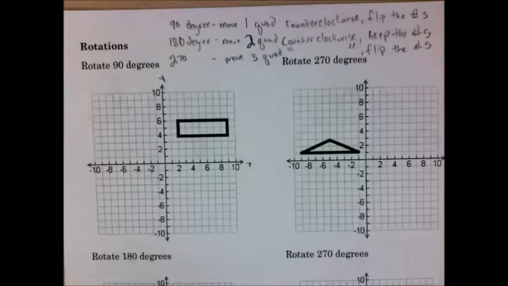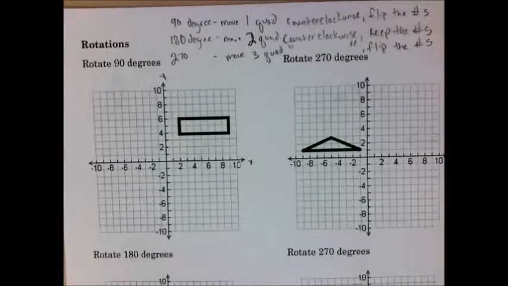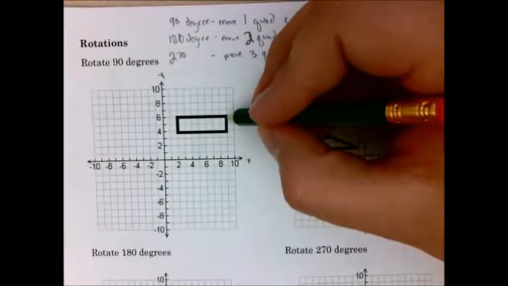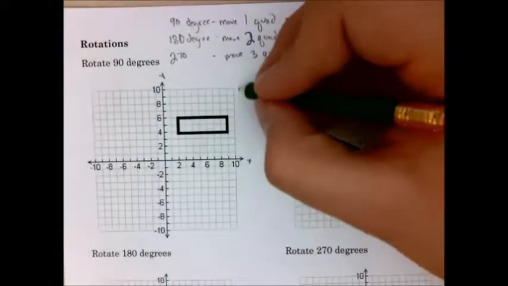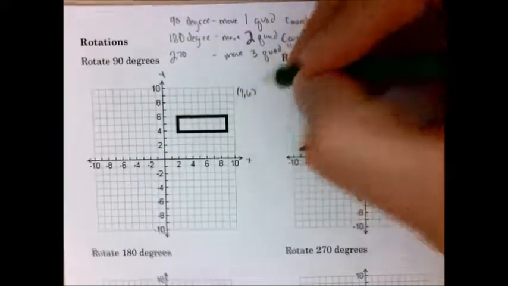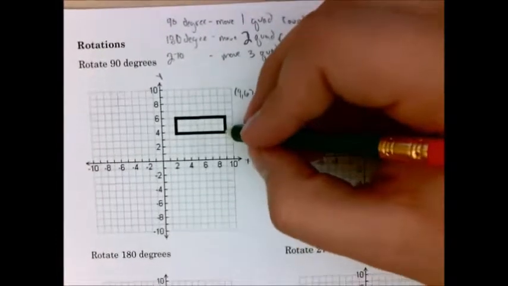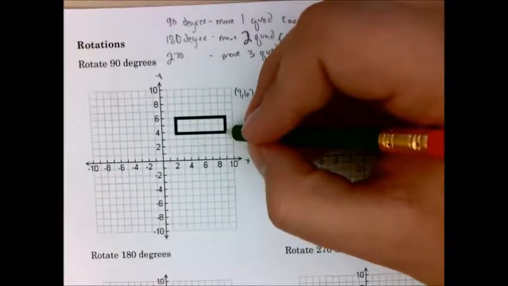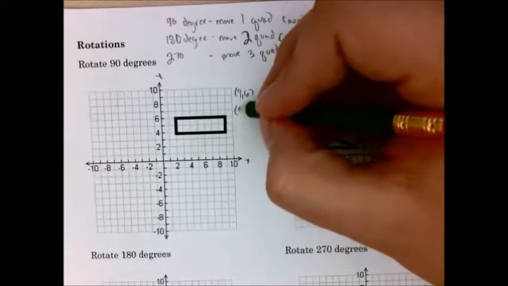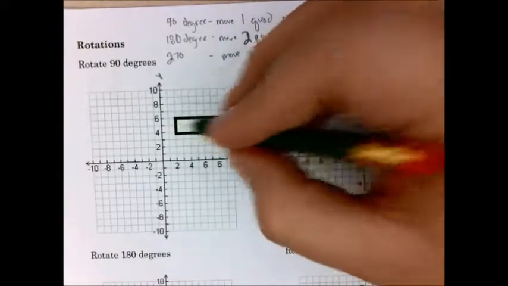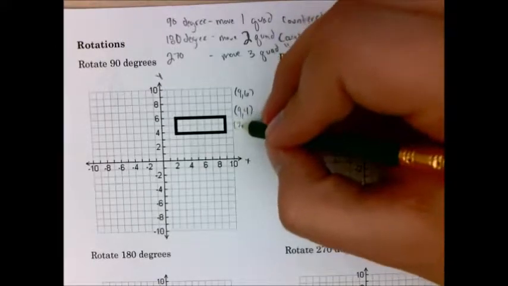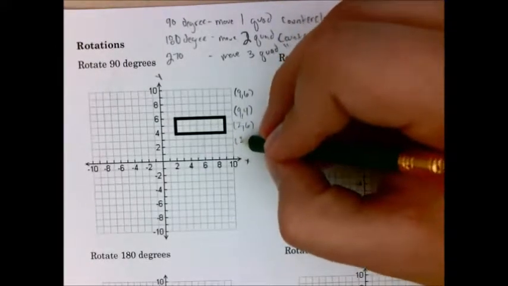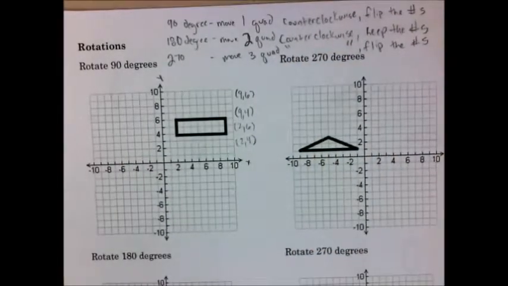Now let's actually do the first one, 90 degrees. When it says one quadrant counterclockwise, flip the numbers. So let's first find what each point is. This point right here looks like 9, 6. Remember, I'm pretending all these numbers are positive, so even if they're negative, I'm going to pretend they're positive just for this sake. This is 9, 4. This is 2, 6. This is 2, 4.